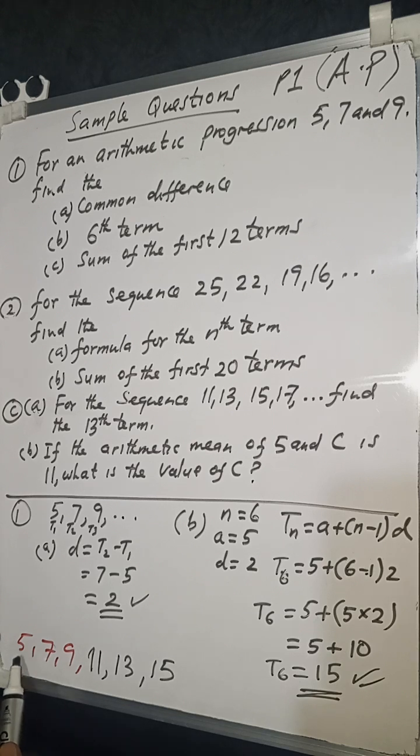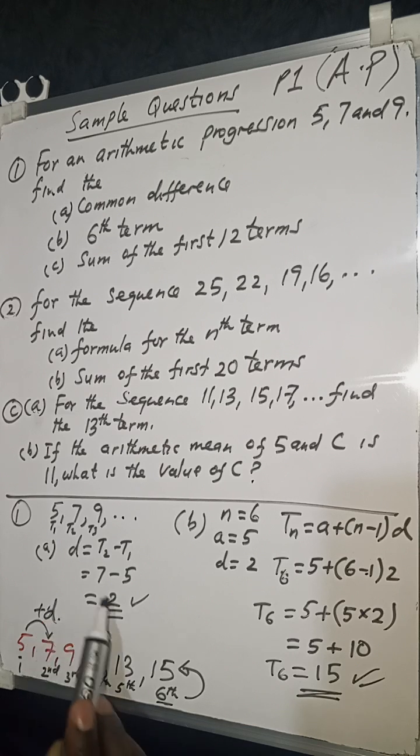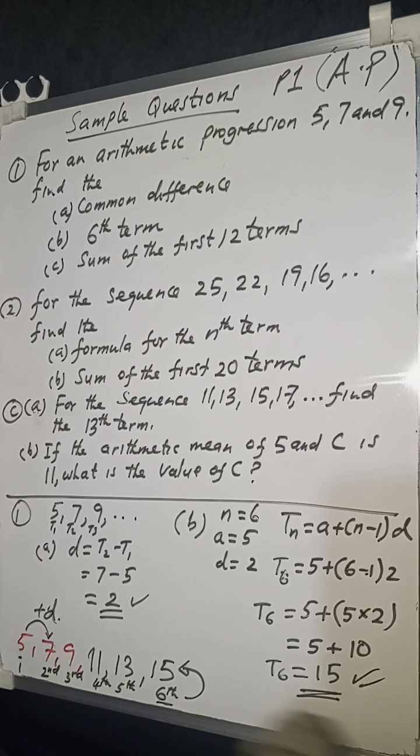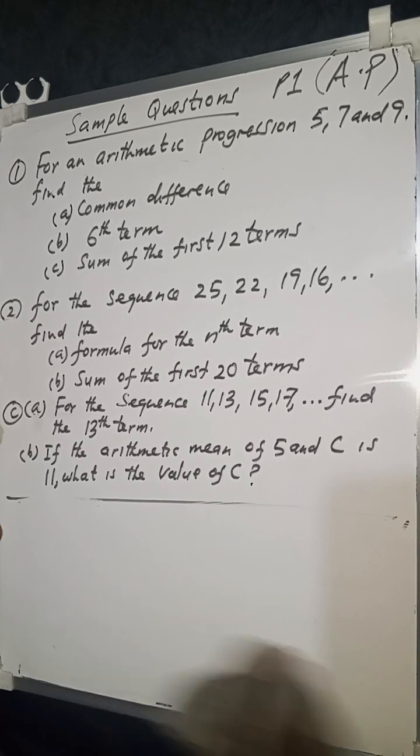So you can see this is the first term, the second term, the third term, the fourth term, the fifth term, and this is the 6th term. So the 6th term is basically 15, and that is what you got. Remember, if you know the common difference, you can know the next number by adding the common difference. In this case, my common difference was 2, so I kept on adding until I reached the 6th term. It is also possible to find it this way if you don't want to apply the formula.